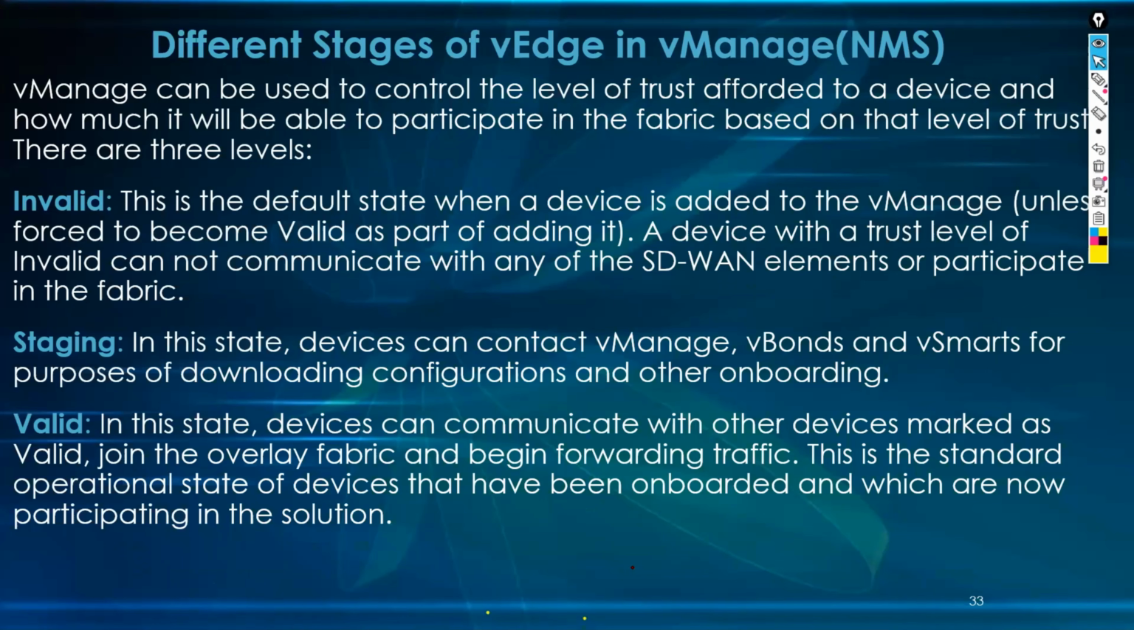The different states of the vSmart: invalid, staging, and valid. Invalid says the device cannot join the fabric at all. It's the same as having a device list where you are denying a device, not allowing it. So in a whitelisting mechanism, you say that this device is not allowed, right?